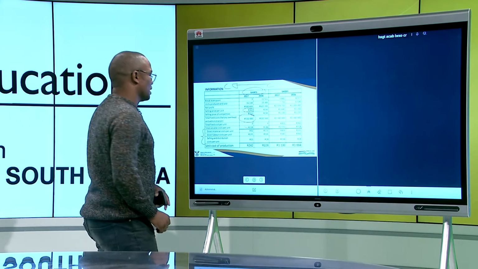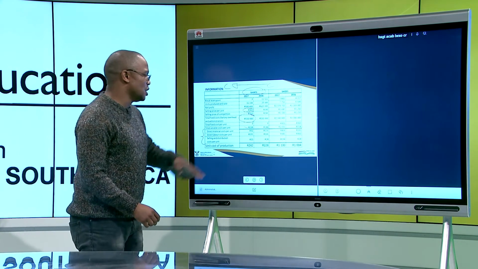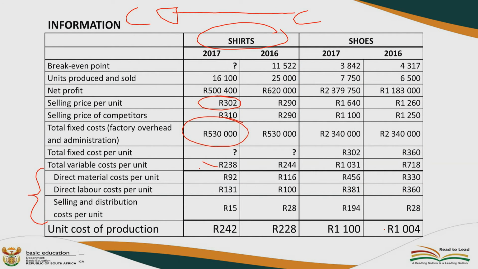Let's go to the information. The unit cost has increased from 228 to 242. Let's check what might have happened. Check your units produced. It was 25,000. It is now 16,100. So answer number 1, you can say the units produced decreased. Decreased by how much? It was 25,000, it is now 16,100. 25,000 to 16,100, decreased by 18,900 units. There you are, my dear learners.